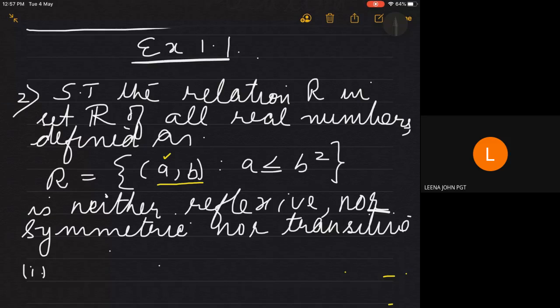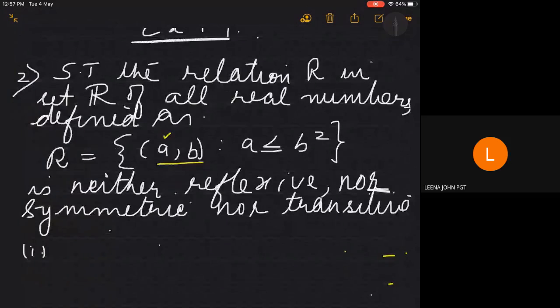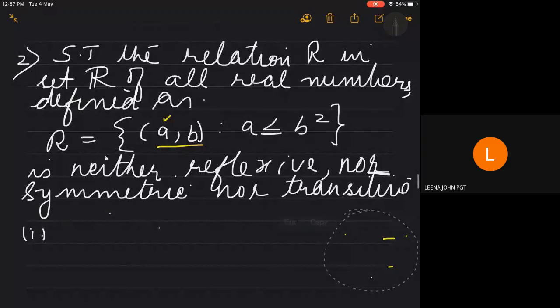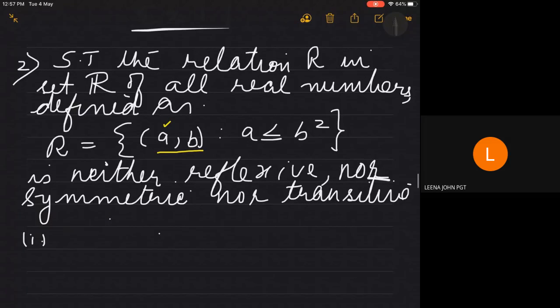Exercise 1.1, question number 2. Show that the relation R in the set of all real numbers defined as R equal to the set of all ordered pairs (a, b) such that a is less than or equal to b square is neither reflexive nor symmetric nor transitive. So first of all, you have to check whether it is reflexive or not. If it is reflexive, you have to give a general proof.